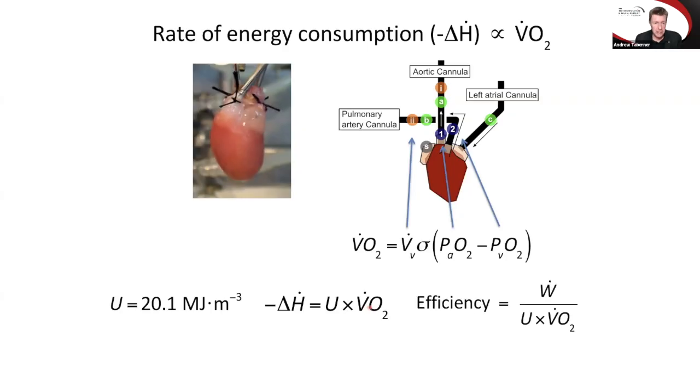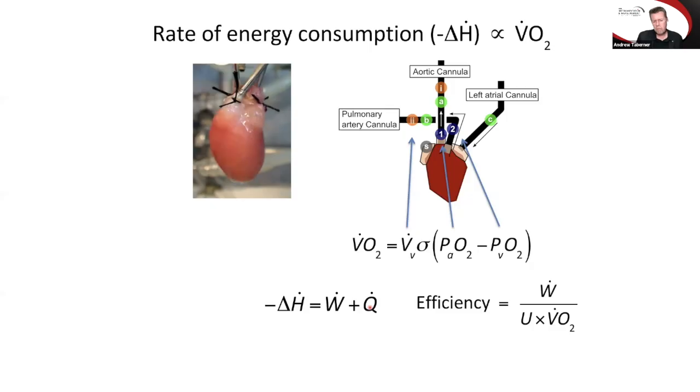The efficiency then is the work that's done by the heart, and we'll talk about that in a moment, divided by the energy that it consumed, and that turns out to be something like 25%. That is, 75% of the energy that is consumed by the heart is not turned into work. Only 25% is work done on the blood itself, which is an interesting thing.